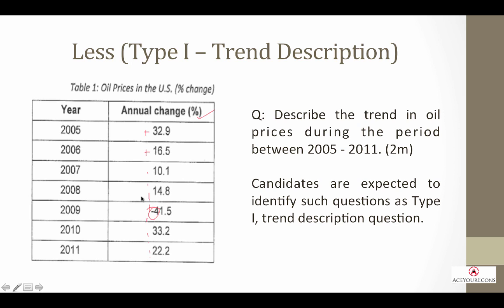Question: describe the trend in oil price during the time period of 2005 to 2011. This is your standard time series data, one variable across a time frame. This is how they will set this question. You must be able to identify that this is a type 1 trend description subtype.